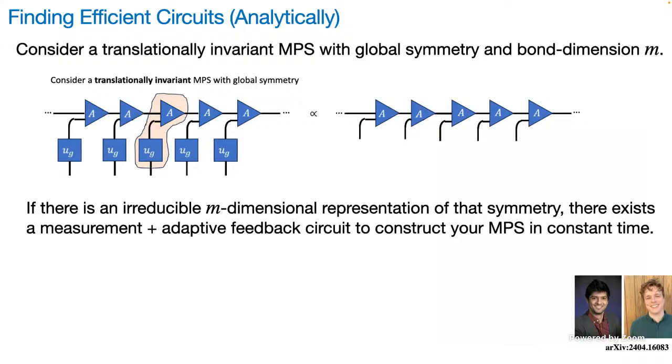Group theory there. And if you have such an irreducible representation of that symmetry, then there exists a measurement plus adaptive feedback circuit that constructs this MPS in constant time. Otherwise, you need linear time. So that's a huge, huge speed up, although it is sort of a niche process.